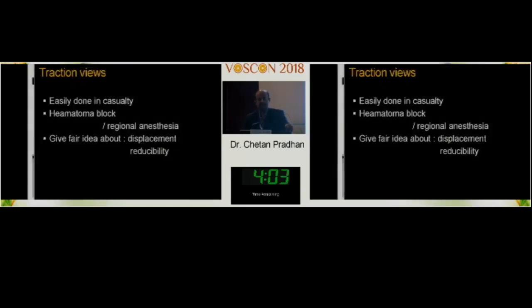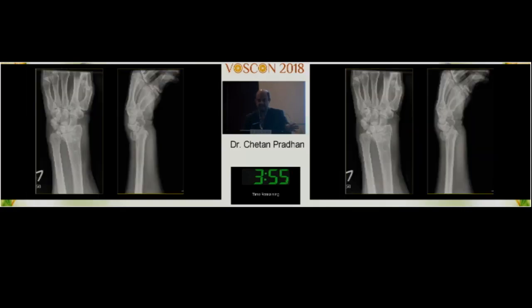Traction views, when done in the casualty, yesterday we spoke a lot about it, under hematoma block or regional anesthesia, give a fair idea about displacement and reducibility, especially when you have a dorsal combination like this and you are contemplating whether to open dorsally or not. When it's a volar displacement, there is no ambiguity at all. One would immediately open volarly and plate it.